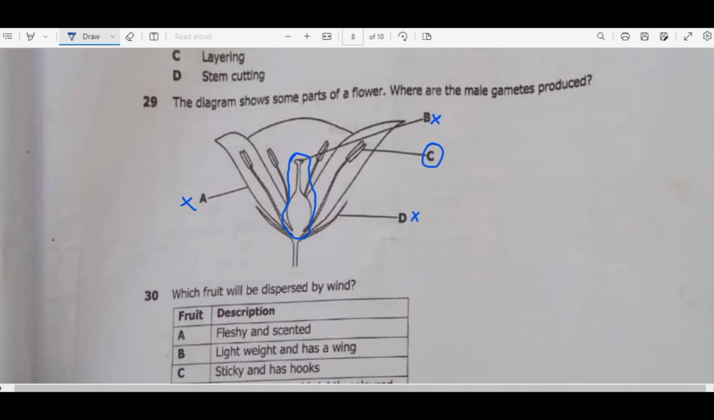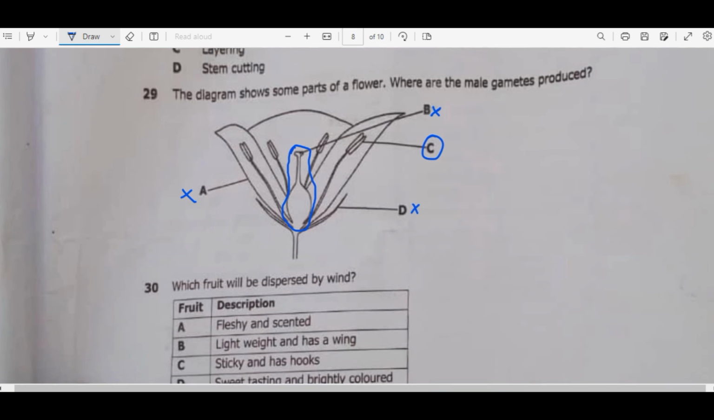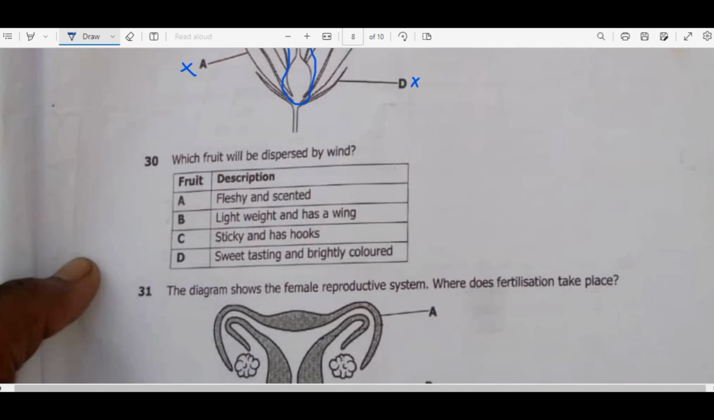Which fruit will be dispersed by wind? So wind is an agent of seed dispersal. And then so we have fruit and description. So we are looking at fruit and description. Number 1, fleshy and scattered, and then lightweight and has a wing, and then sticky and has a hook, and then sweet tasting, brightly colored. So meaning that this is insects. So we have insects, and then hook, animal. So where an animal carries, and then we can give an example.